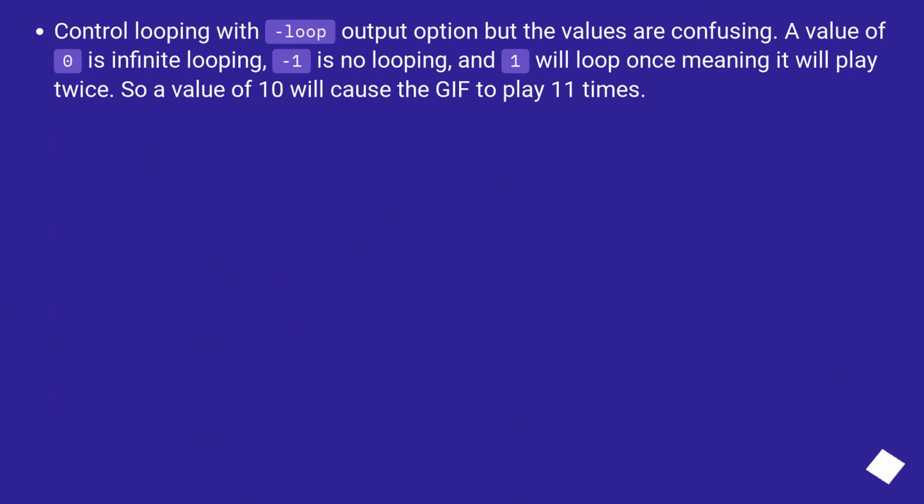Control looping with the -loop output option, but the values are confusing. A value of 0 is infinite looping, -1 is no looping, and 1 will loop once, meaning it will play twice. So a value of 10 will cause the GIF to play 11 times.